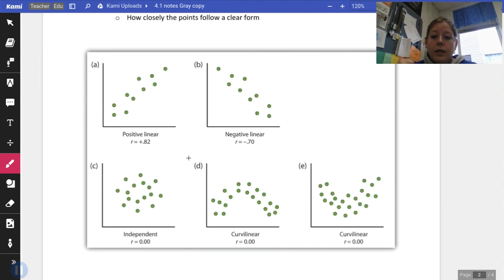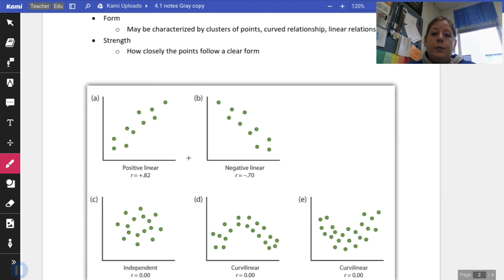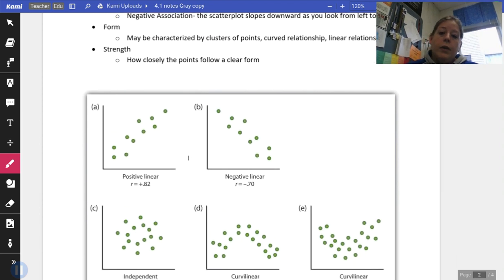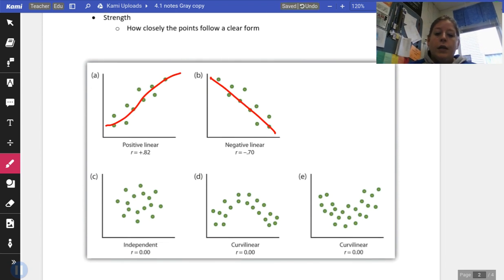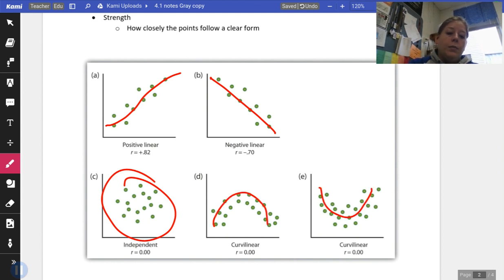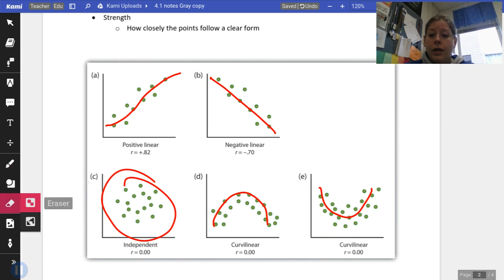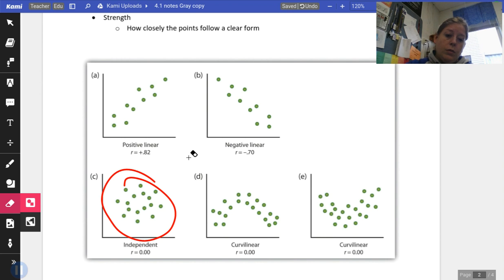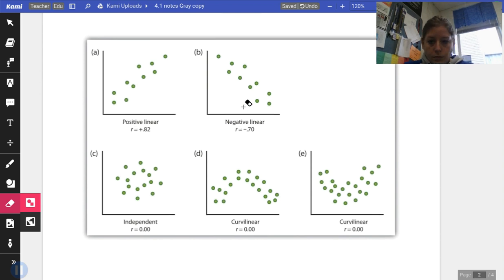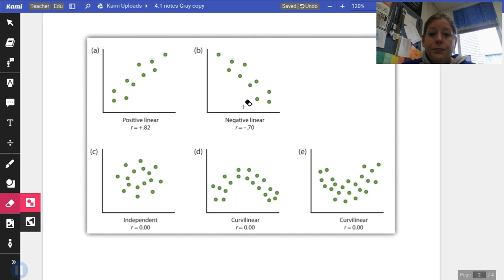All right, so let's look at these A through E. A and B are the direction. We've got a positive relationship and then a negative relationship. You've got your cluster, your curvilinear, both positive and negative. And A and B would be your linear relationships. Notice only those two, the linear relationships, have a positive or negative direction. The other ones don't. And we're going to get to what these R's mean later.